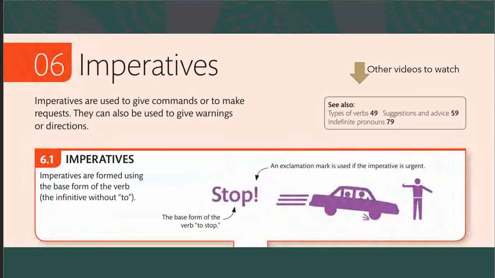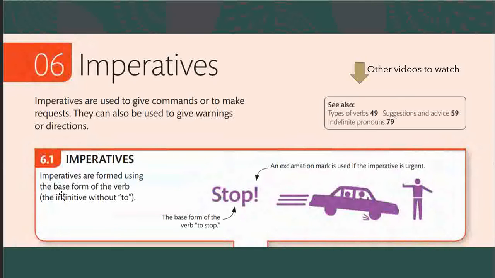Imperatives. Let us first understand what imperatives are. Imperatives are used as simple commands, or simple sentences which give you some kind of order, command, or instruction. They are used to make requests as well. They can also be used to give warnings or directions. Let us see the example that we have before us.